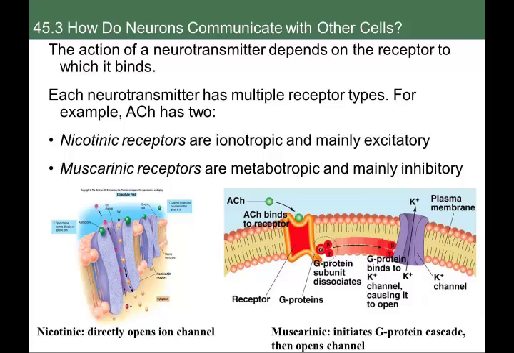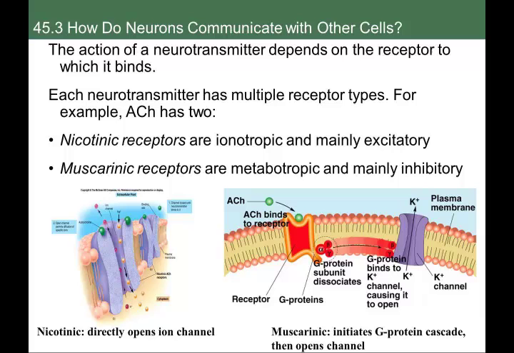Unfortunately for you guys in learning all this, there's two basic types of acetylcholine receptors. There's a nicotinic receptor and a muscarinic receptor. The nicotinic receptor is the one that we're talking about for muscles, and basically this is the one here, nicotinic, and the receptor is itself an ion channel. So when it binds, the sodium channel opens and we get depolarization.